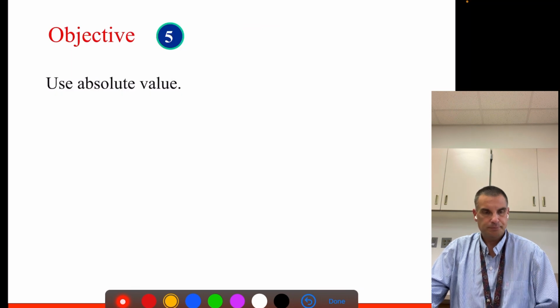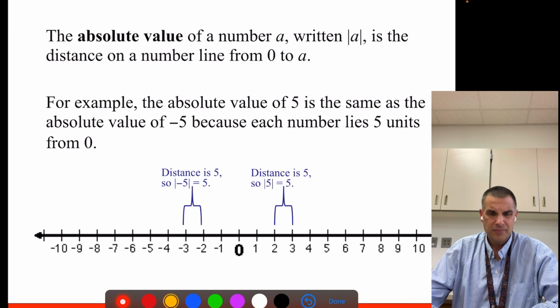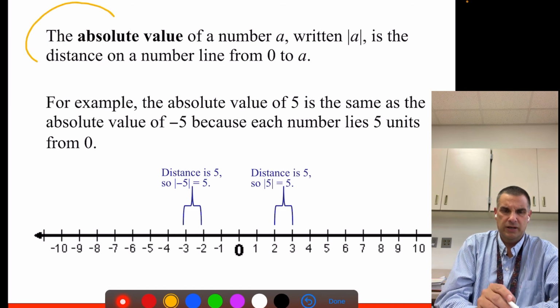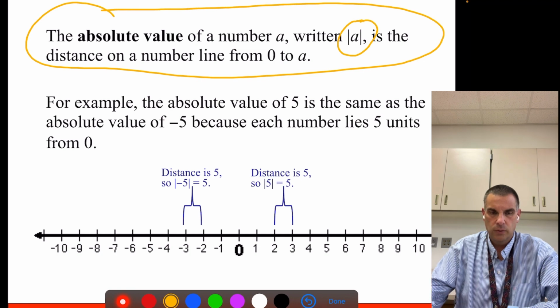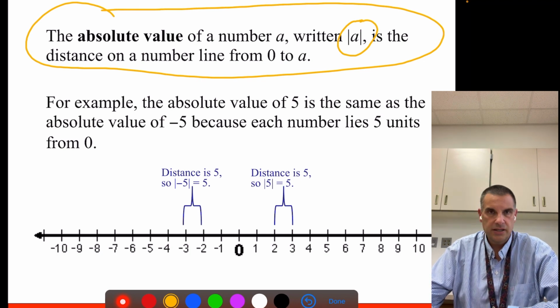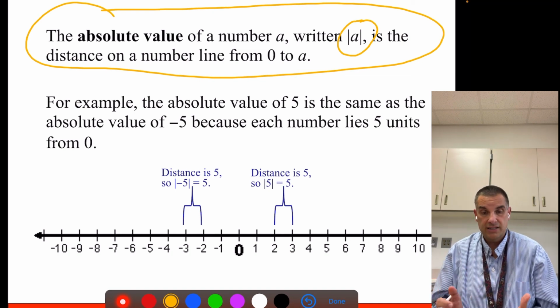So then we come to, of course, absolute value, and being able to determine what absolute value is. Now, absolute value, written in this form, is the distance something is from 0 on the number line. So it's distance, and distance always has to be positive. So absolute value is always positive.